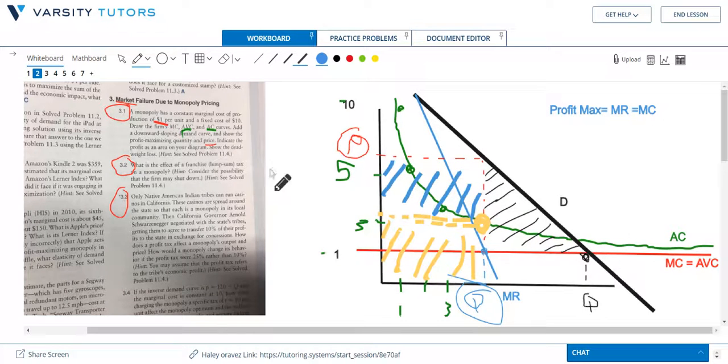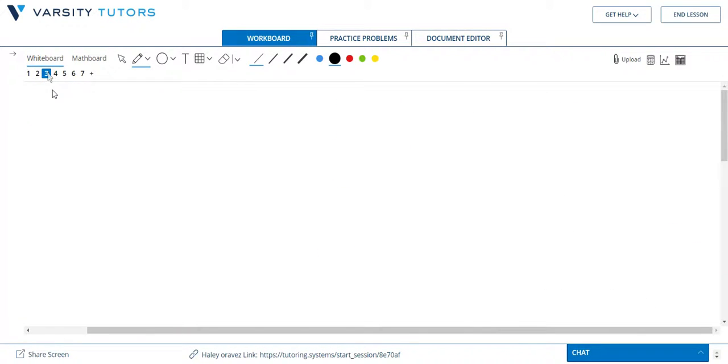So if they're asking you, hey, where's the profit? I shaded it in blue. And if they're asking you where's the cost, it's in yellow. And then the deadweight loss is what I shaded in black. Excellent. All right, so that's the answer for number 3.1. Let's go into 3.2 next.